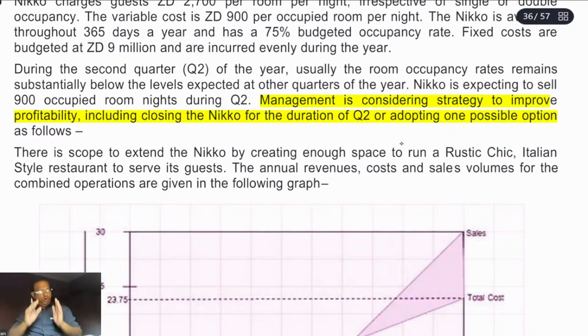So there are only two options given in the question. Either you will close down the hotel for the duration of quarter two, or you will extend the hotel by creating enough space so that an Italian style restaurant can be opened.